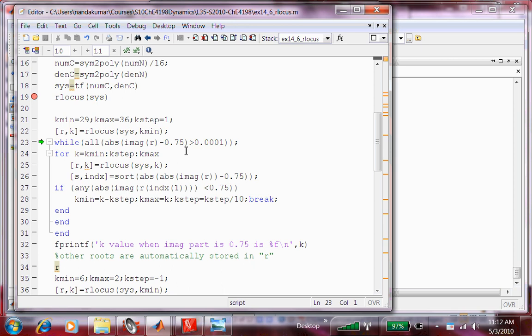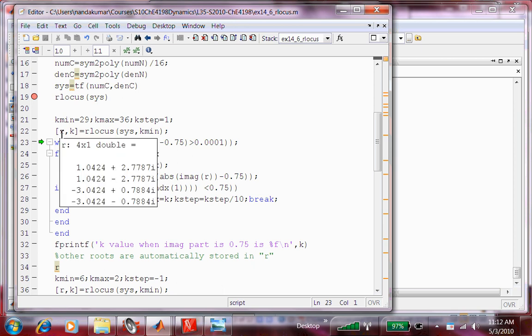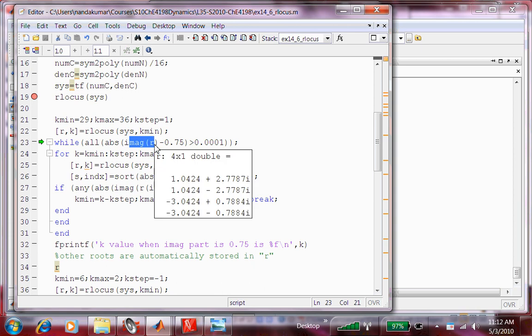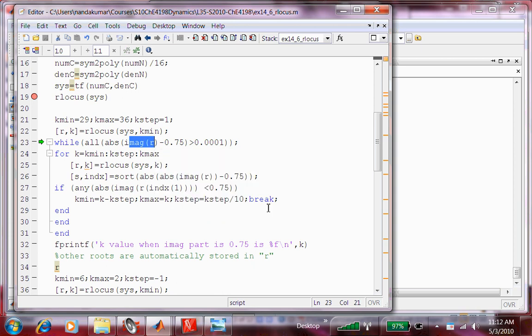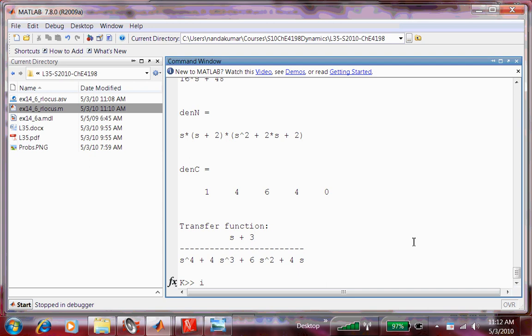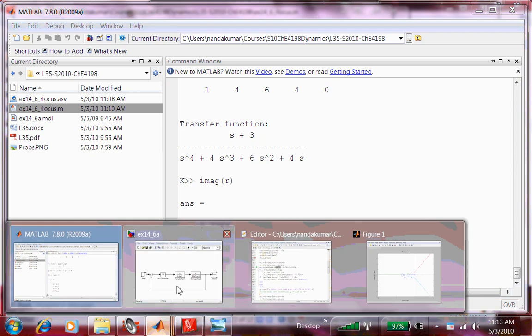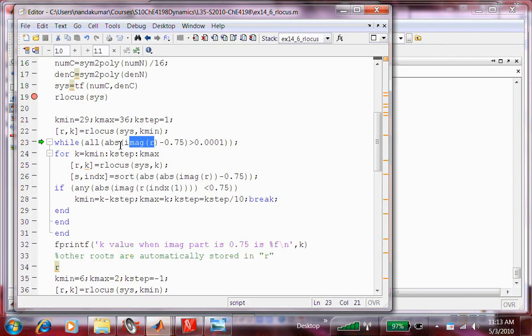The first thing I need to understand is R is a vector. There are four numbers in there. What I need to do is pick out only the imaginary part. So that's what I do first. Here I do imag of R. So I pass R to a function called imag, which extracts only the imaginary part. Now I can just run this imag R. You see what it does. It extracts the imaginary part, but it doesn't print it out. It passes it to the next function that is calling it. In this particular case, that is abs.